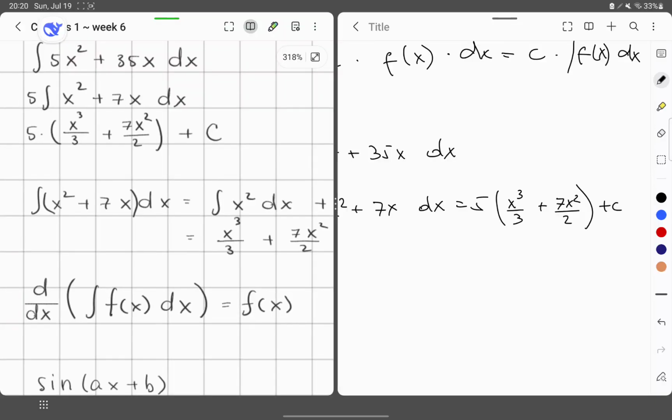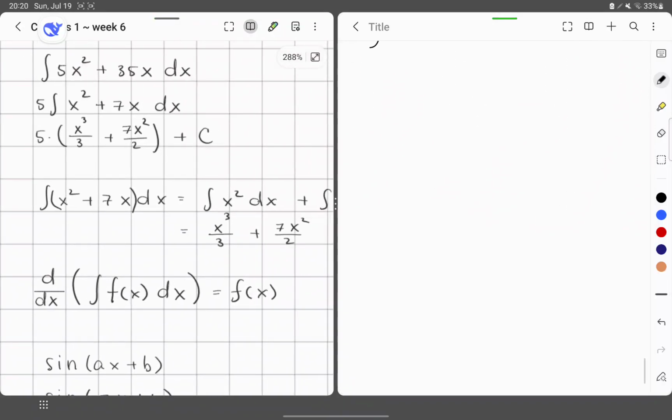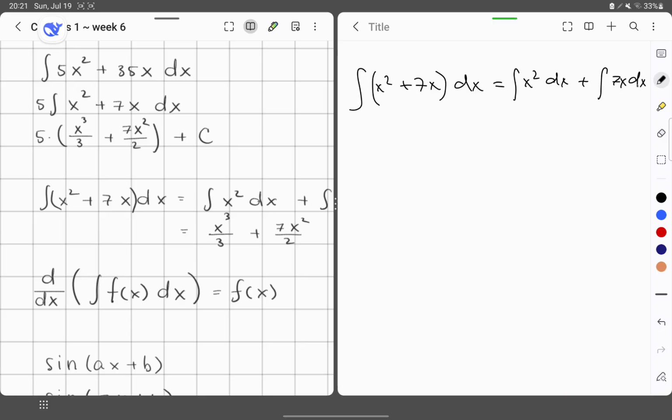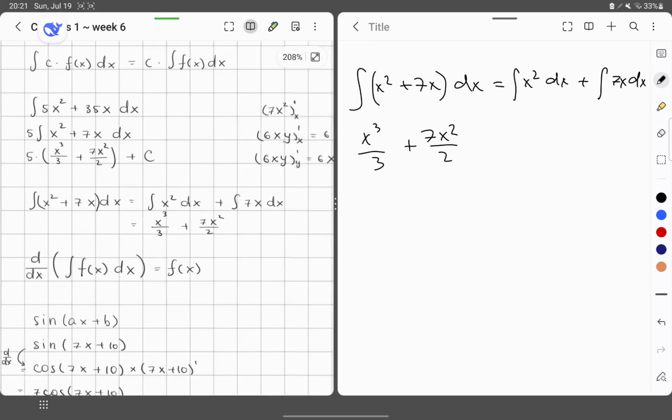Okay, that is our sum rule. We have talked about it in the last lesson, but anyways, I will review it again. The integral of x squared dx plus the integral of 7x dx will be x to the power of 3 over 3 plus 7x squared over 2. Good job.